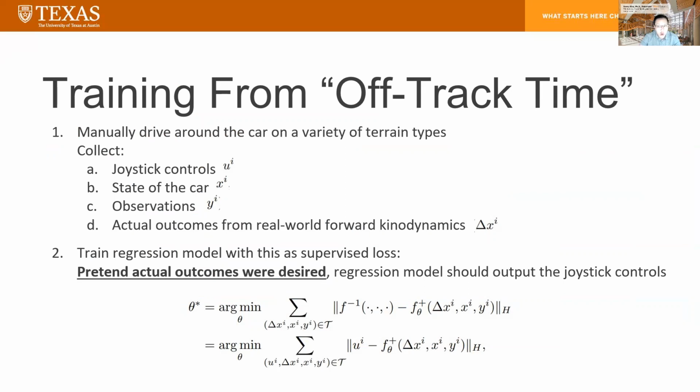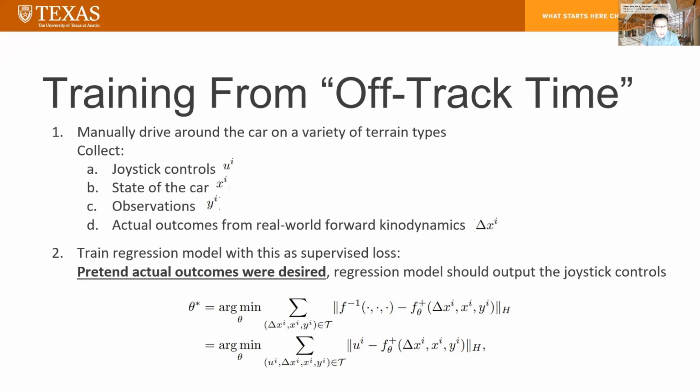We don't know what the real-world forward kinodynamics function is, but we can just observe what actually happens in the real world and collect the output by rolling it out on the terrain we are interested in. Then we train a regression model with this as supervised loss. In particular, we play this game by reversing the input and output of our system. We pretend the actual outcome, delta xi, collected by rolling out in the real world, is what we are actually seeking.